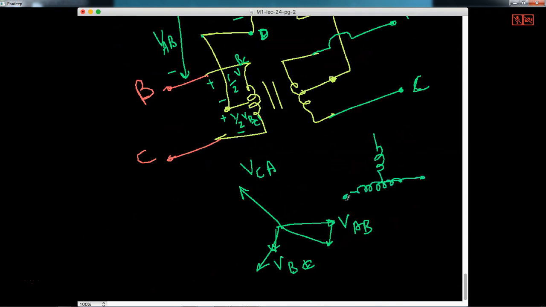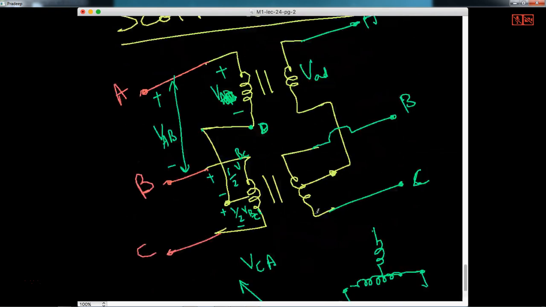So since the time is less, I am not drawing the full diagram. You just refer to it, this is the basic idea. This is the basic connection of Scott connection. And the purpose of this is that we can generate a two-phase voltage from a three-phase voltage, or you can generate a three-phase voltage from a two-phase voltage. So that is the advantage of this particular Scott connection that we have.